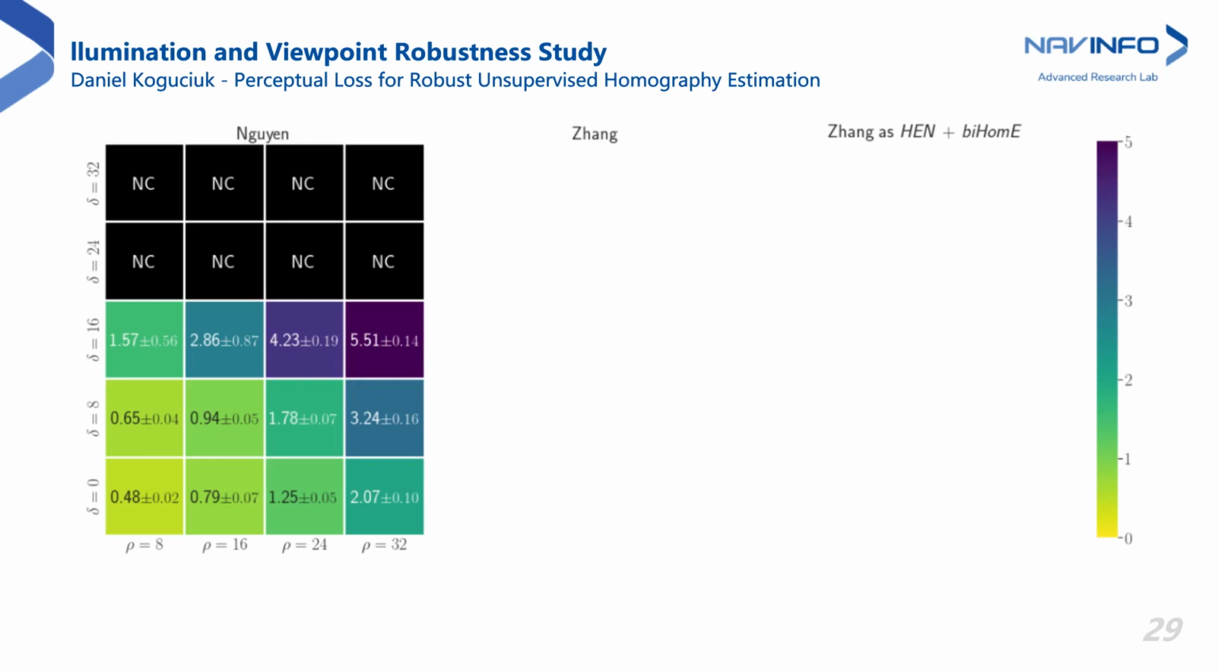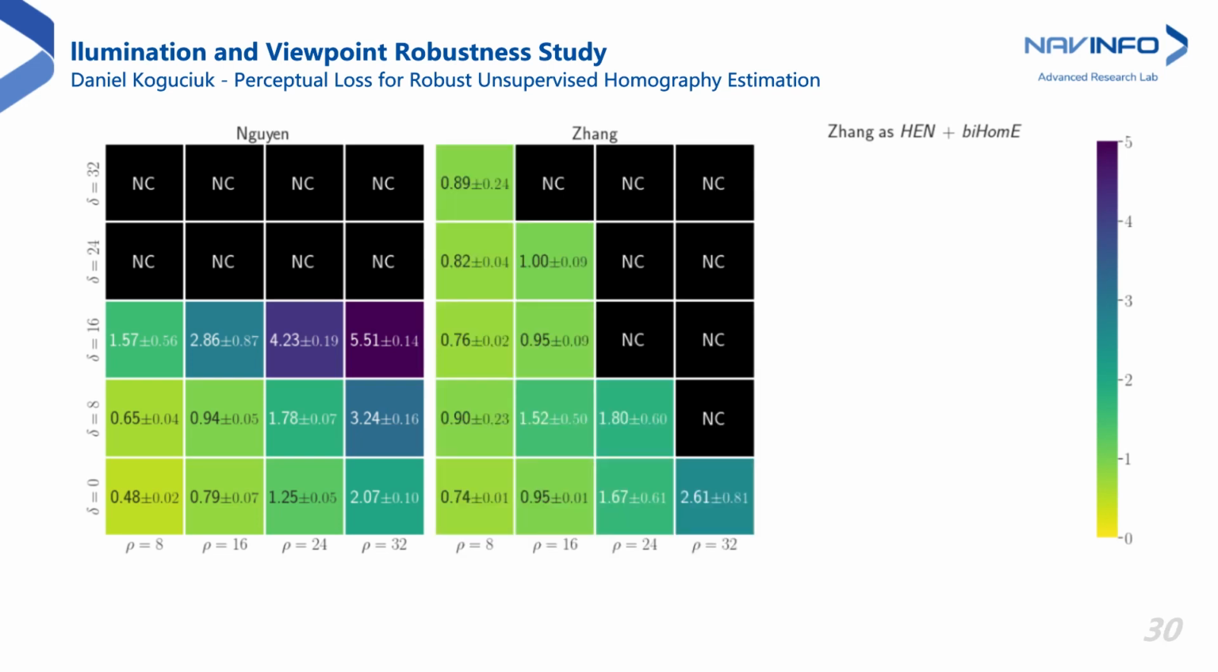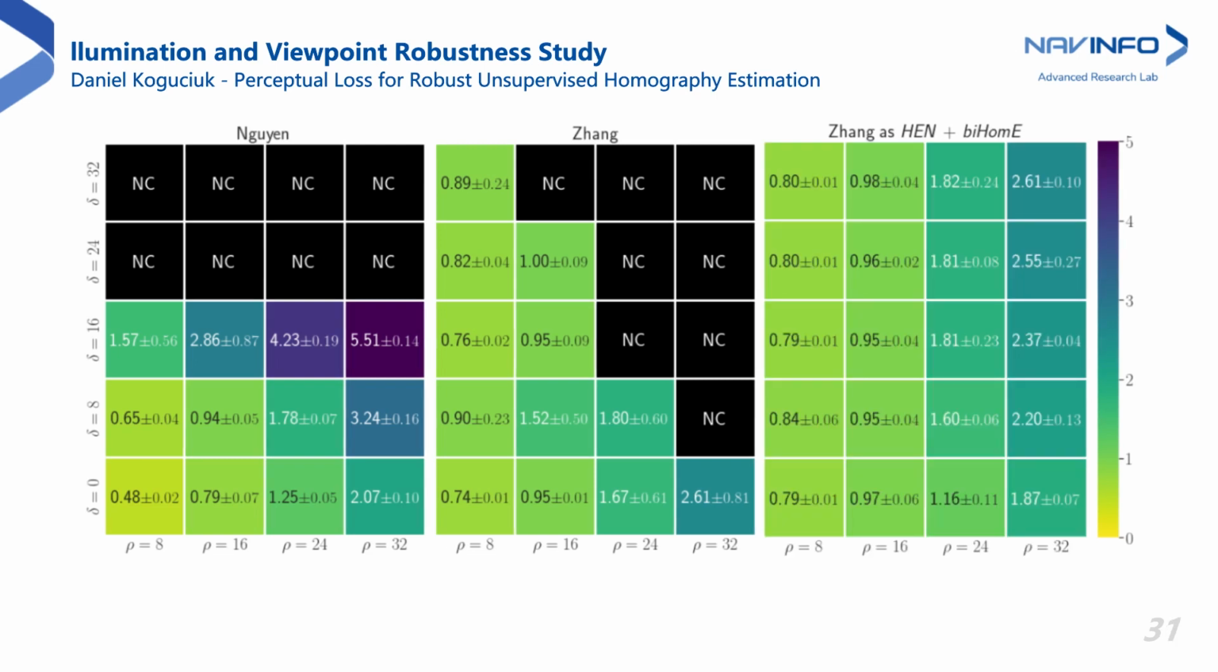Now, the method of Nguyen, based on photometric loss, is robust to big viewpoint changes, but is not able to produce any reasonable model for big illumination distortion. On the other hand, Zhang's method is highly robust to illumination change, but only for small viewpoint change. Our loss is robust both to big illumination and viewpoint changes at the same time.